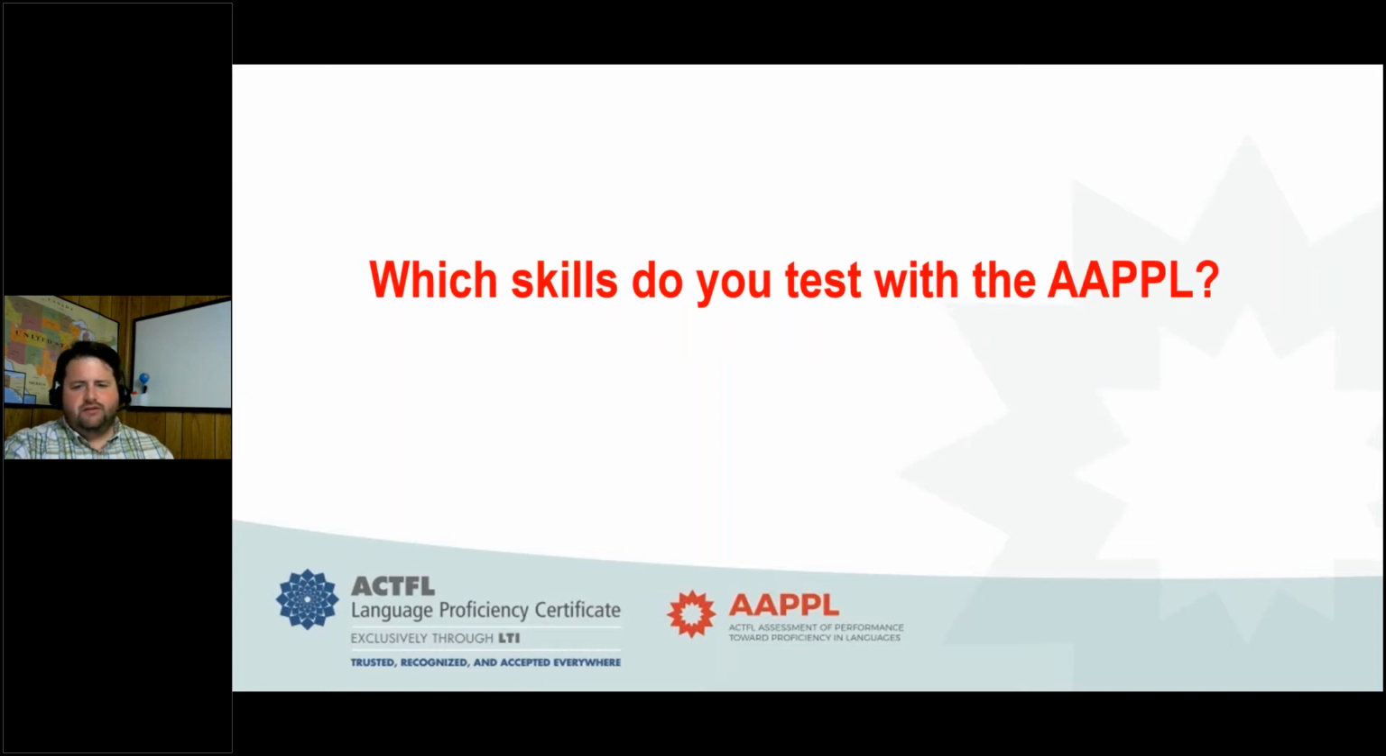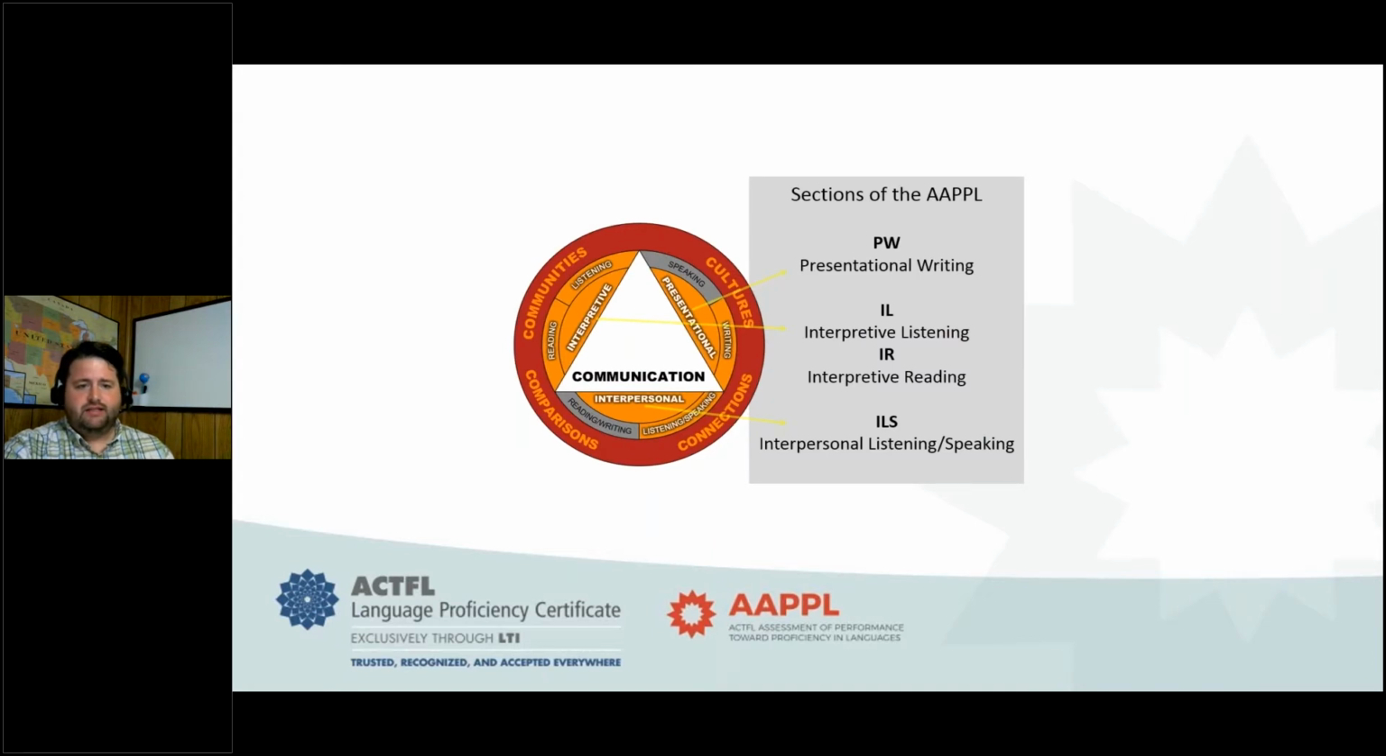Which skills do you test with the AAPPL? The AAPPL is a test that can be used for qualifying for the Seal of Biliteracy because it tests reading, writing, listening, and speaking, the 4 domains of language, and ACTFL has identified the 3 modes of communication: presentational communication, interpretive communication, and interpersonal communication. As you can see on this slide, the AAPPL has broken it down into 4 sections.